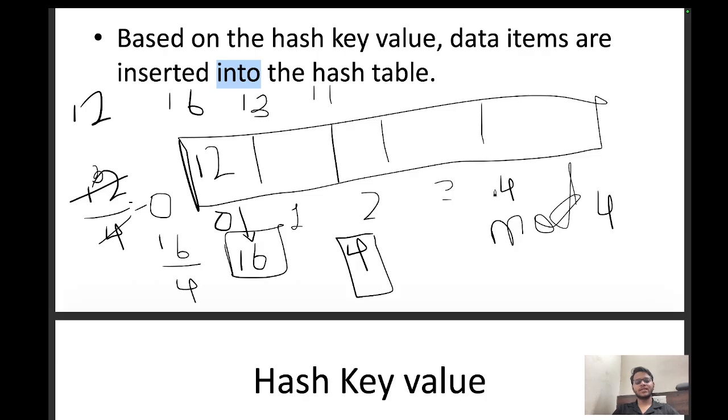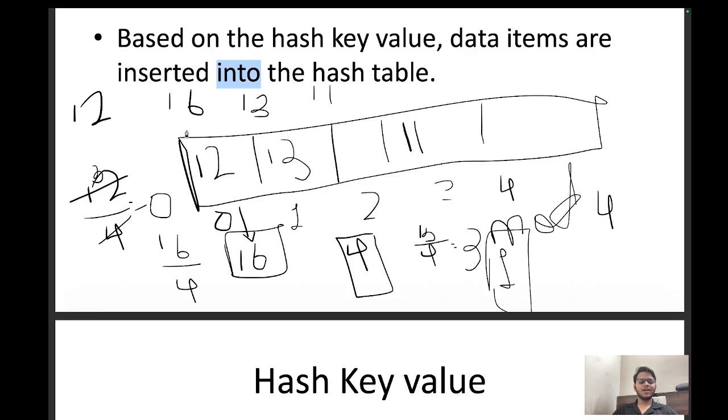For the element 13, we divide 13 by 4 and it gets divided 3 times and gives a remainder of 1. So it will be stored at the first place, at the array element which has the value 1. So 13 will be stored here. And for 11, we divide 11 by 4, which gets divided 2 times and gives a remainder of 3. So we will store it at 3 here. So 13 and 11 will be stored here.